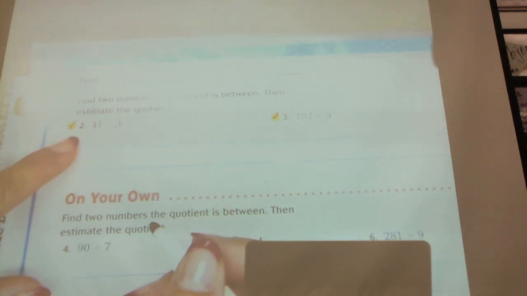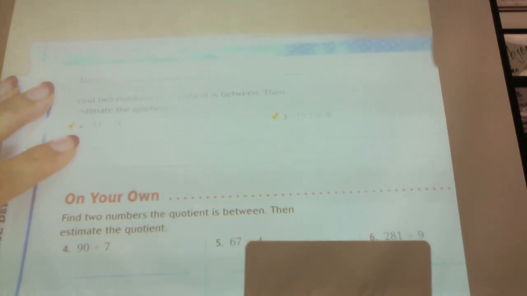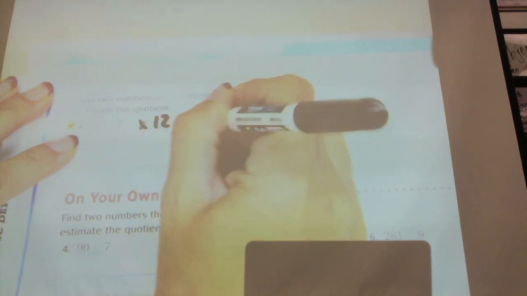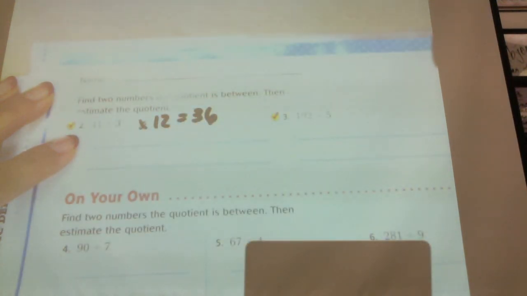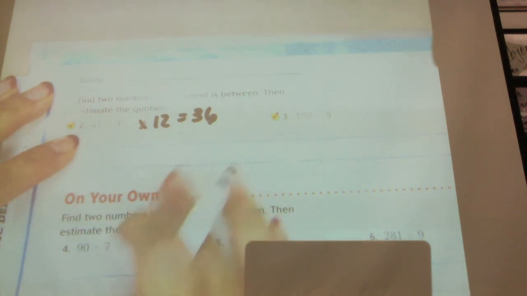3 times 4 is going to give us 12. Is that close to 41? Avani? 3 times 12. 3 times 12 is what? Okay, so times 12 gives us 36. Can we get even closer? We're close, so this is a good start.